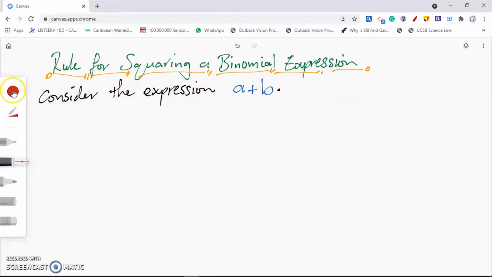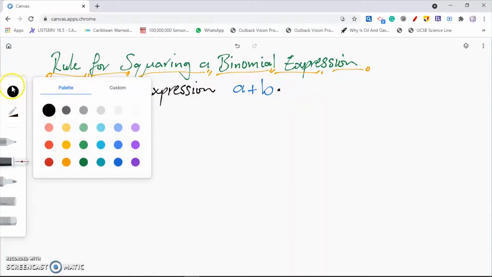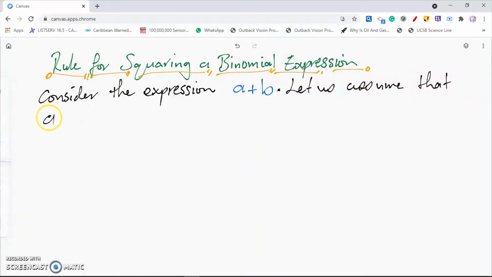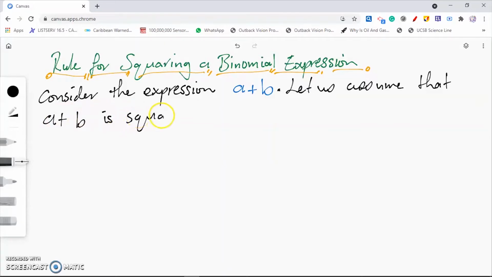Now let us assume that we square a plus b. So let us assume that a plus b is squared. What does that mean? That means that a plus b now becomes open bracket, a plus b, close bracket, squared.